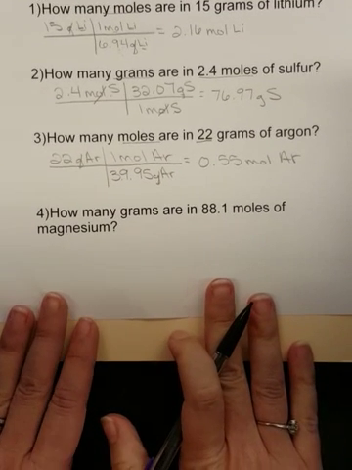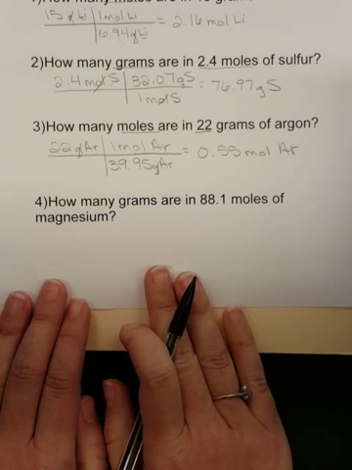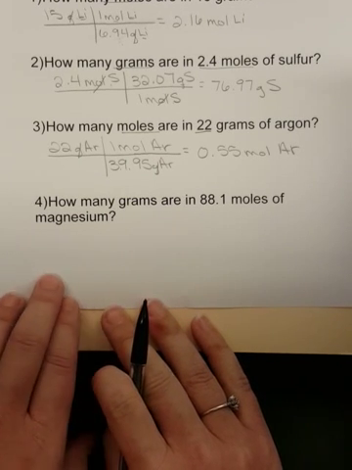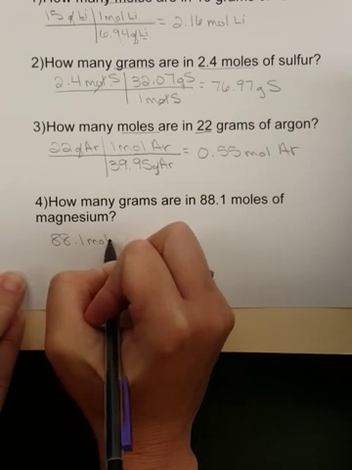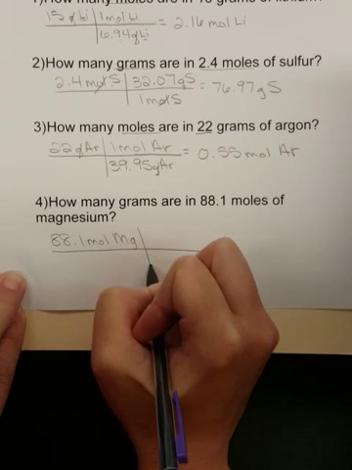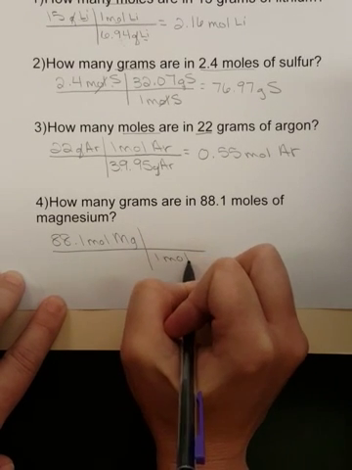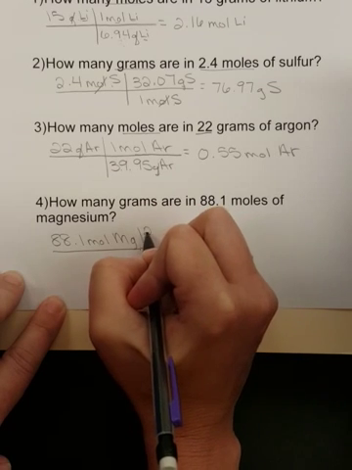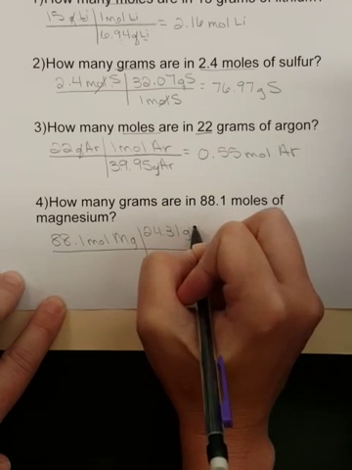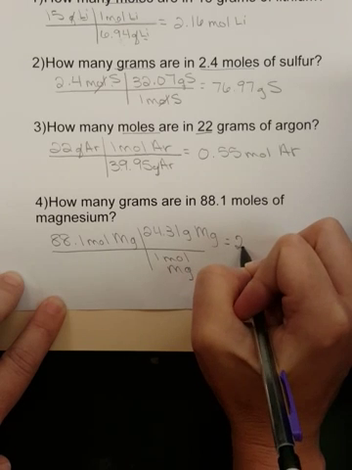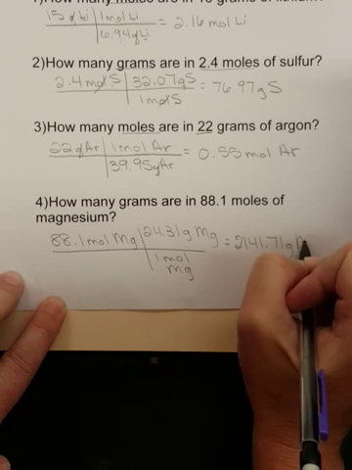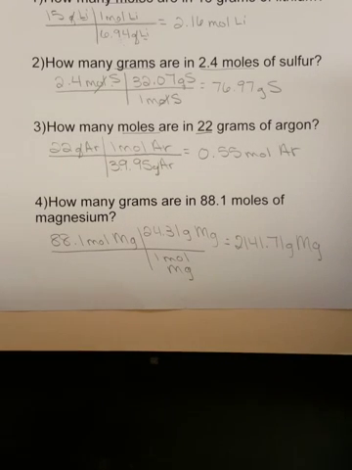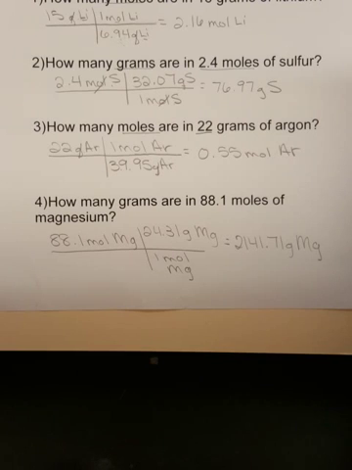All right, I want you to try number 4 on your own, so stop the video, work it out, and then turn it back on and see if you got it right. All right, so you should get 2,141.71 grams of magnesium for number 4.